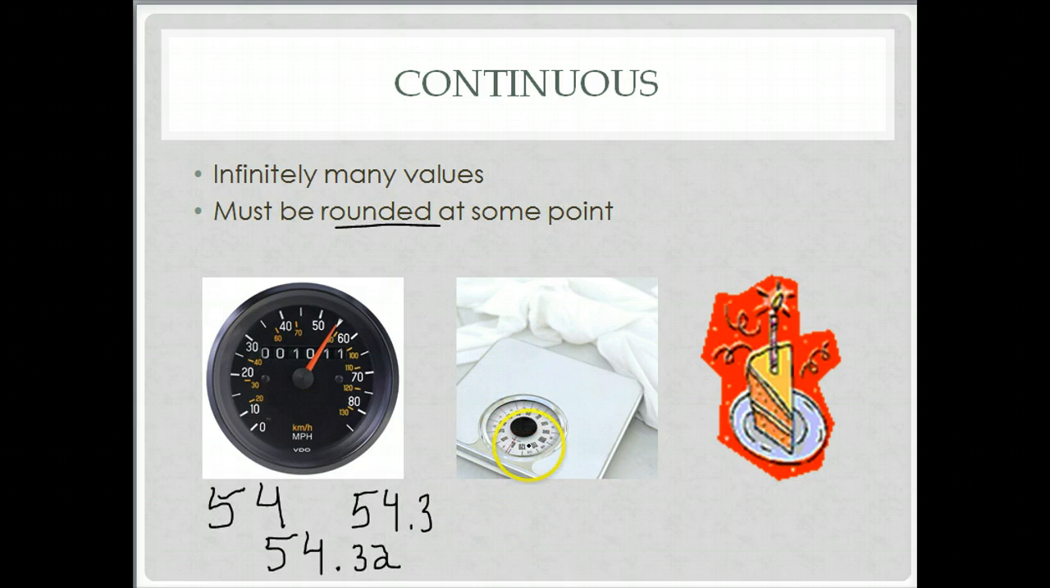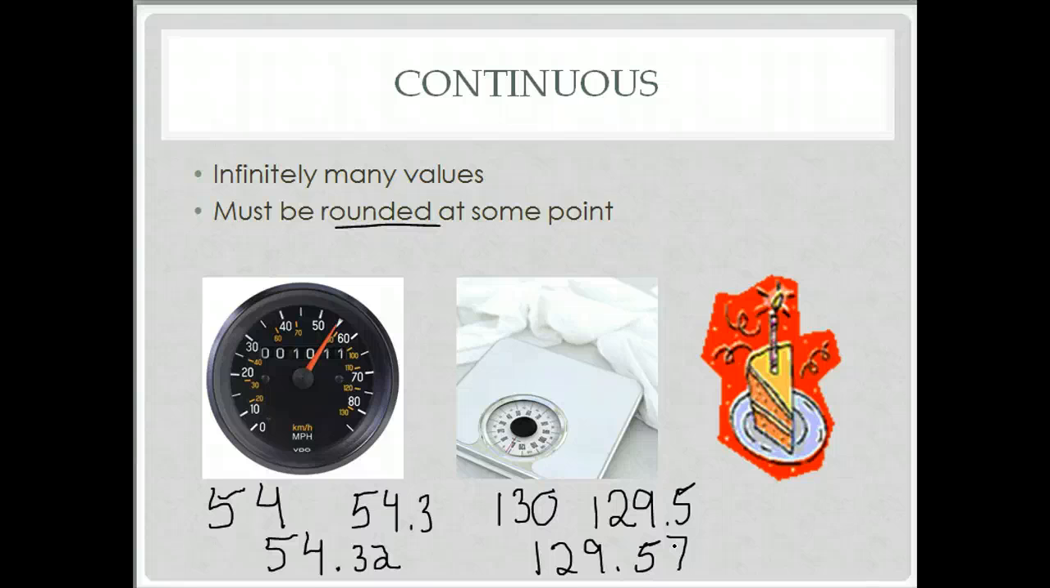The same with weight. You stand on that scale. Some people's scales might read in at 130, while others might read in at 129.5. That would round up to 130, but that scale's a little bit more accurate. Others might read in at 129.57. Okay? The different levels of accuracy have to be rounded somewhere. We could keep getting more and more instruments that could be more and more accurate, but we do have to round.